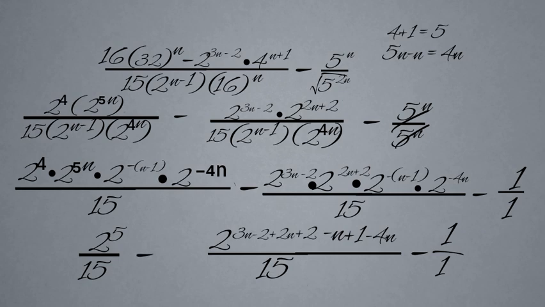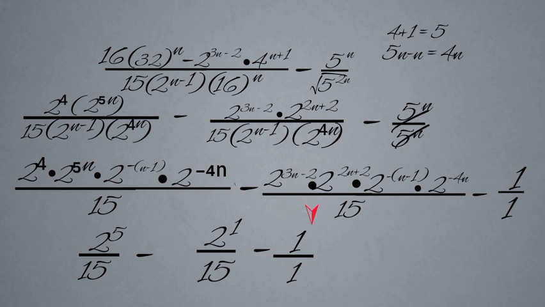Minus, now we have 2 raised to the power, if you add 3n plus 2n, you'll be having 5n. 5n minus n will be having 4n. 4n minus 4n is 0. So we're left with minus 2 plus 2 is 0. Then we have just 1. So we're left with 2 raised to the power 1. This is what we have here. All divided by 15 minus 1 all over 1, right?